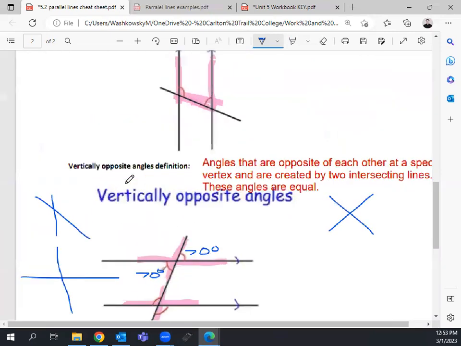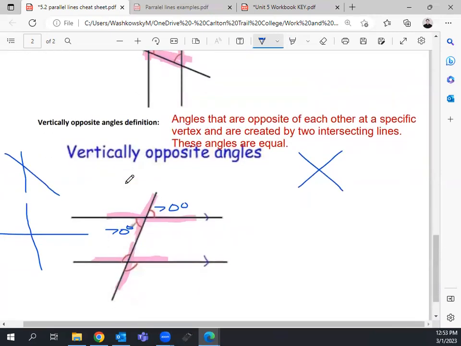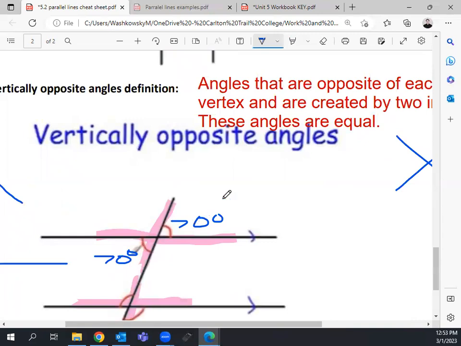What are the angles for the problem? Sorry? What are the angles? Oh, this one's 70.